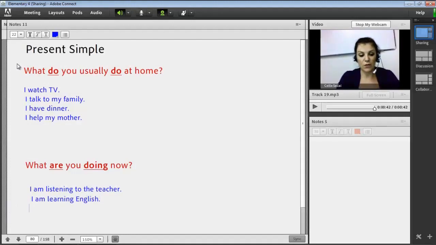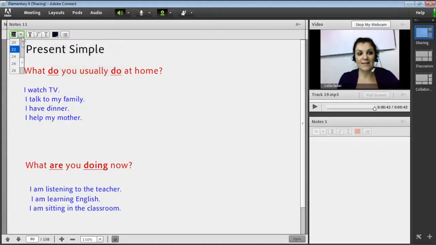Good. Or I am sitting in the classroom. Of course, these are just examples, but what's more important is that all these things are happening right now. So what do we call this verb tense that we use to express or to describe activities that are happening right now?